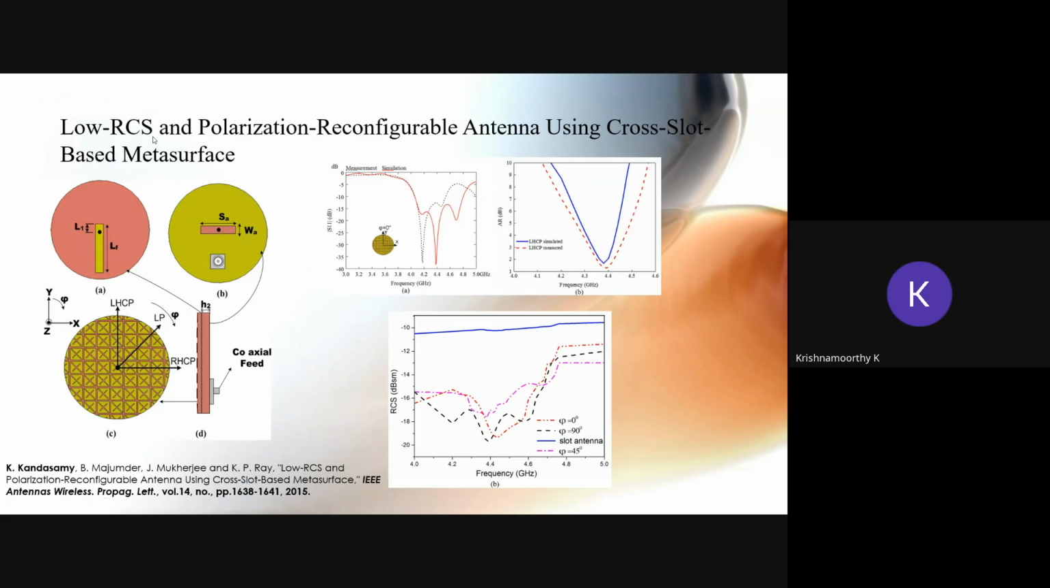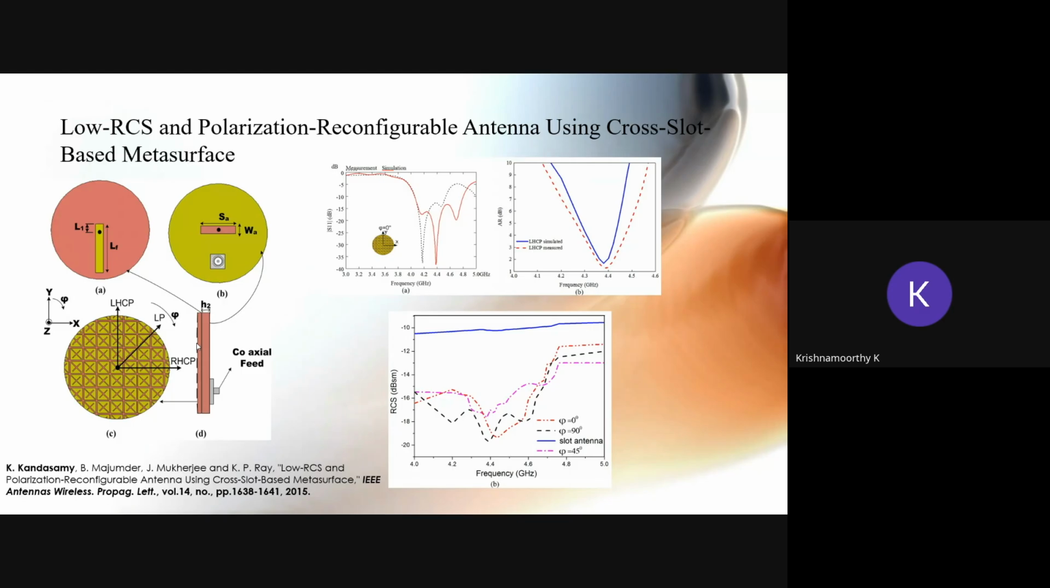This is also a multifunctional antenna. It is going to give polarization reconfiguration as well as radar cross section reduction. By loading the metamaterial structure onto the slot antenna, we can reduce the radar cross section of the antenna. The radar cross section is very important in stealth applications.